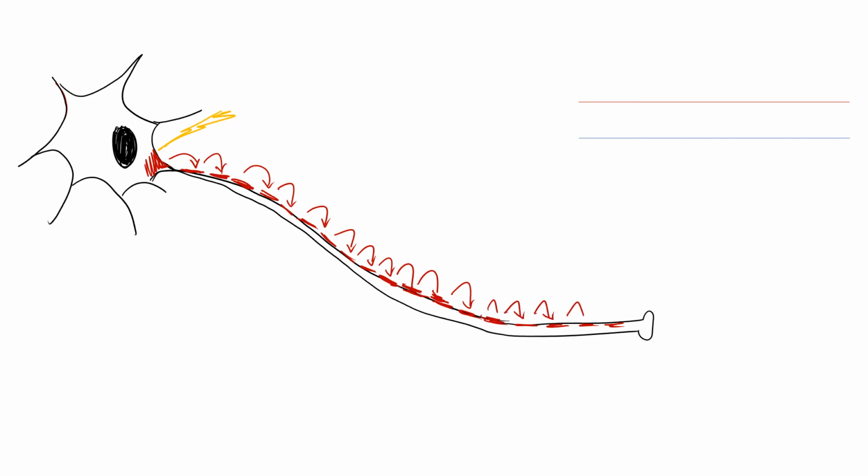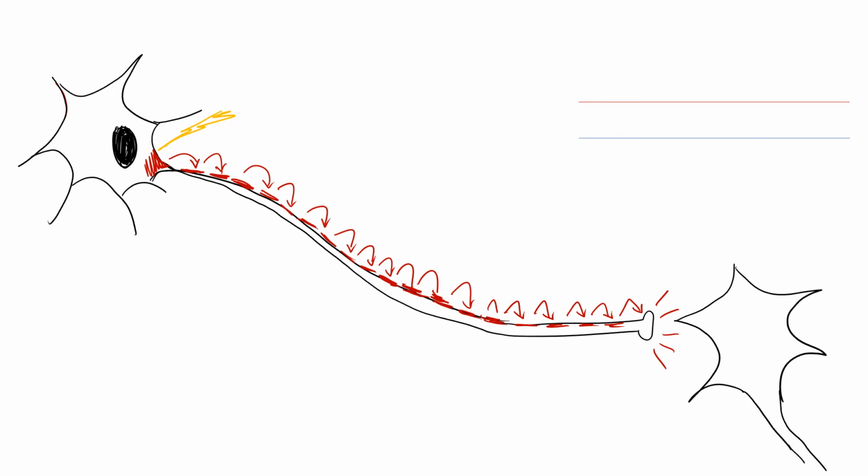Okay, there, until it reaches your terminal knob, and your terminal knob probably ends up on another nerve cell, and this one causes depolarization of this, and so your impulse is thus propagated.